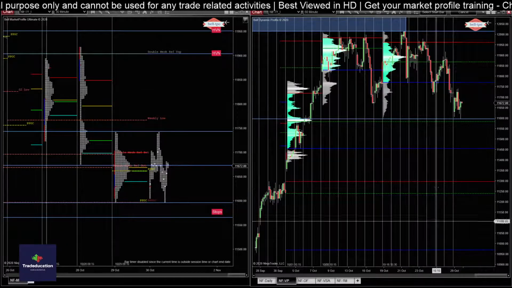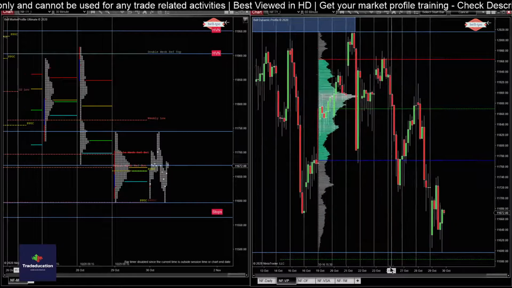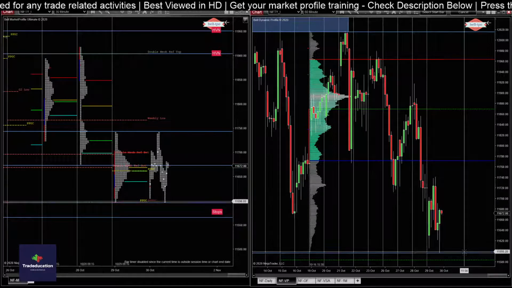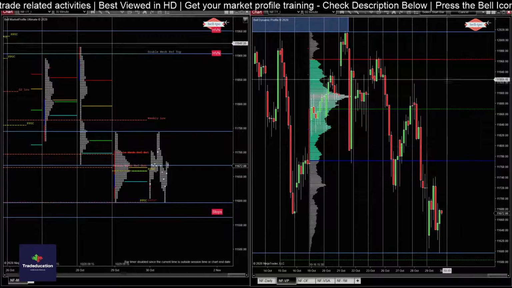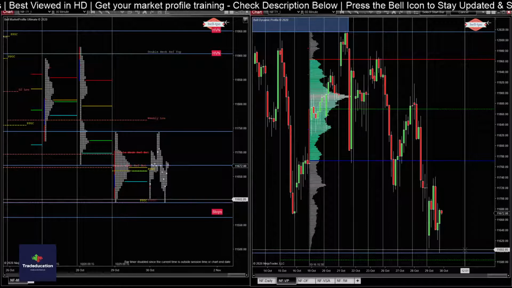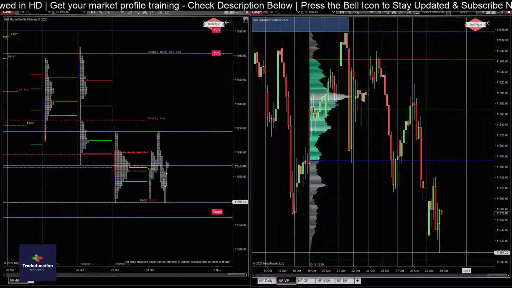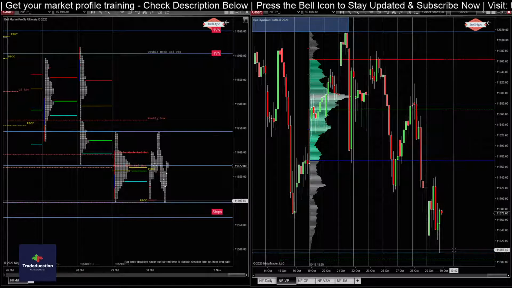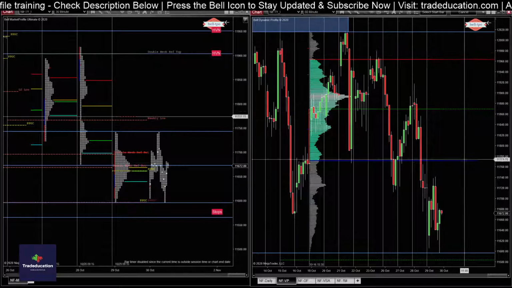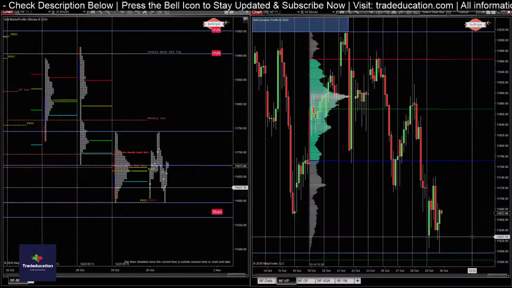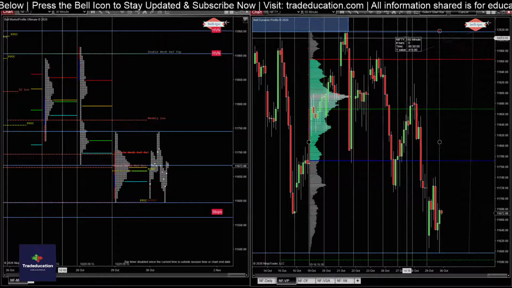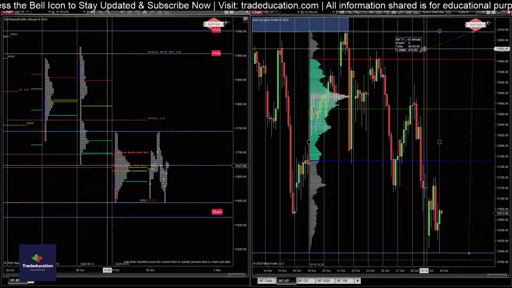So let me increase this. Some of the references which I have kept are 11,596, that is the low of yesterday. So that is the balance low, and this is the balance high. We need to see whether we are seeing acceptance or rejection around the balance low. That is what overall I'm looking at. Apart from that, nothing much has changed. We are chopping in a bigger range, from 11,596 to here, which is a 400 points range. So that's what I'm looking at.